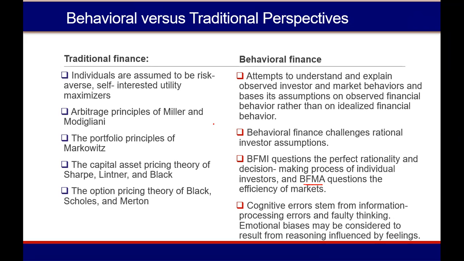For example, let me give you an example of a bias so that you can understand what is meant by it. Okay. One of the examples of cognitive errors is hindsight bias.